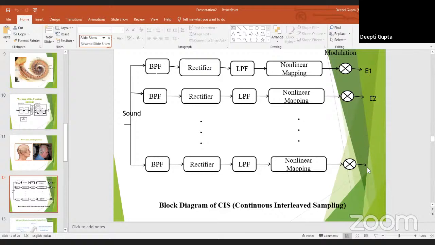According to the individual electrodes, we are getting the data. What does it mean? It means if the frequency is between 200 to 400 hertz, it is assigned to electrode 1. And if it is from 400 to 500, then it is assigned to electrode 2. And if it is from 4000 to 8000, then it is assigned to electrode 12. Like that it will go.